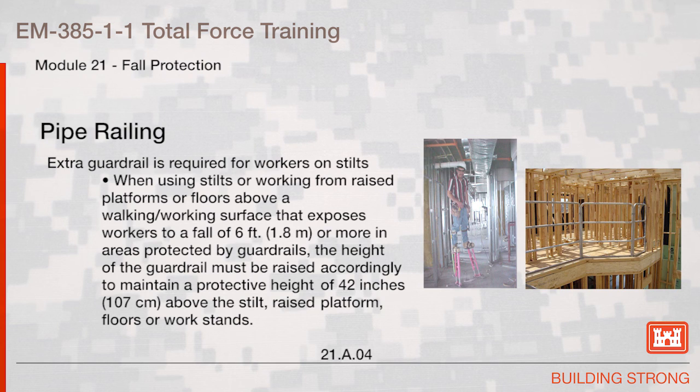Extra guardrail is required for workers on stilts. When using stilts or working from raised platforms or floors above a walking working surface that exposes workers to a fall of 6 feet or more in areas protected by guardrails, the height of the guardrail must be raised accordingly to maintain a protective height of 42 inches above the stilt, raised platform, floors, or work stands.